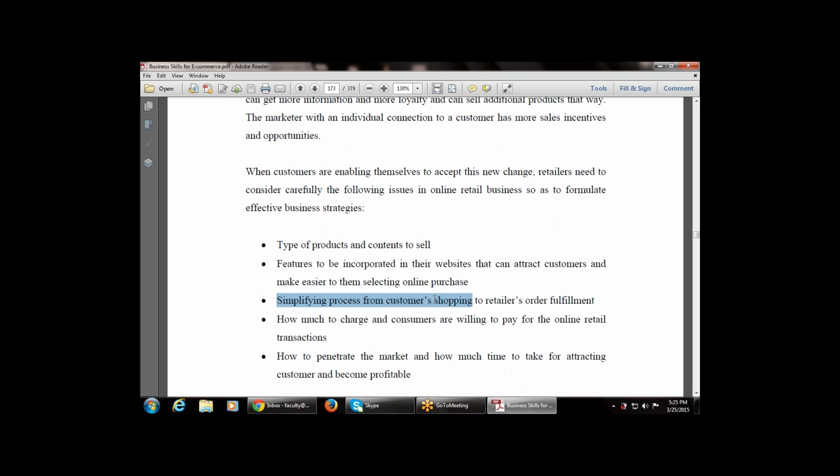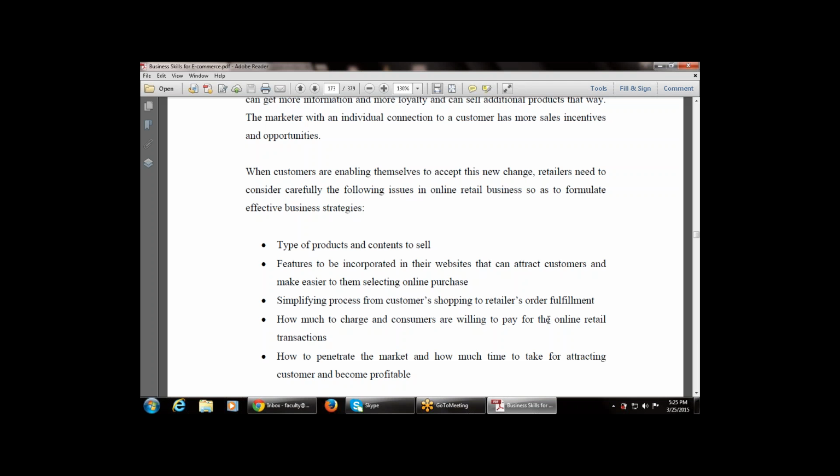Then simplifying the process from customer shopping to retail order fulfillment. That is, simplifying the process from the customer shopping to the retail order fulfillment. And how much to charge, and how much customers are willing to pay for the online retail transaction. So these are the various issues that must be taken care of by retail businesses that are doing online retail business.